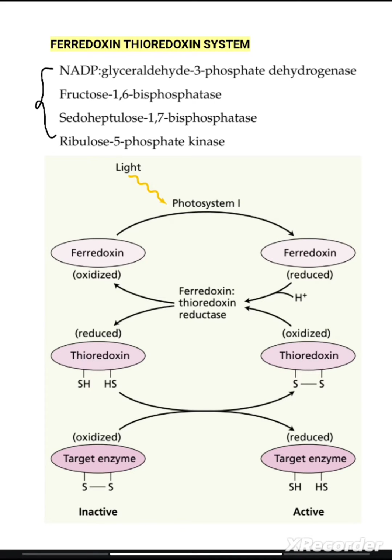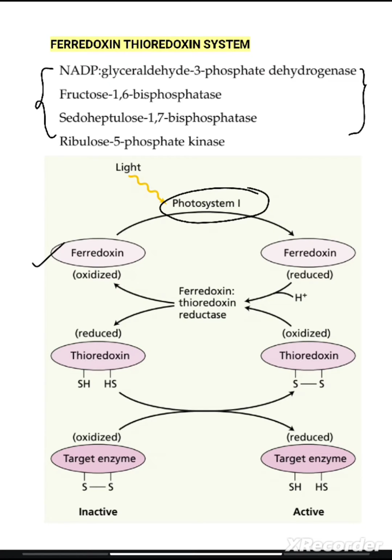Who activates, or who basically regulates, all these enzymes of the Calvin cycle? It is the Ferredoxin-Thioredoxin system. Now in this system we have Ferredoxin, which was also associated with PS1. If you remember, in the Z scheme I spoke about something called FD, and that was Ferredoxin.